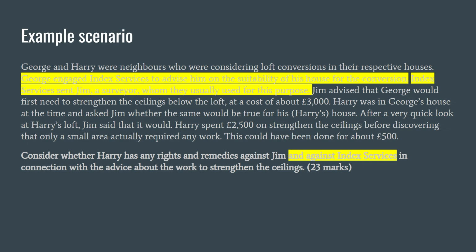So there is your clue. Index Services is an employer in this scenario, so I need to consider vicarious liability. And the part highlighted on the second row is relevant here because it says George engaged Index Services to advise him on the suitability of his house for the loft conversion. And then Index Services send Jim, the surveyor, who they usually use for the purpose. So those are the clues that suggest you're going to need negligent misstatement first and then vicarious liability.